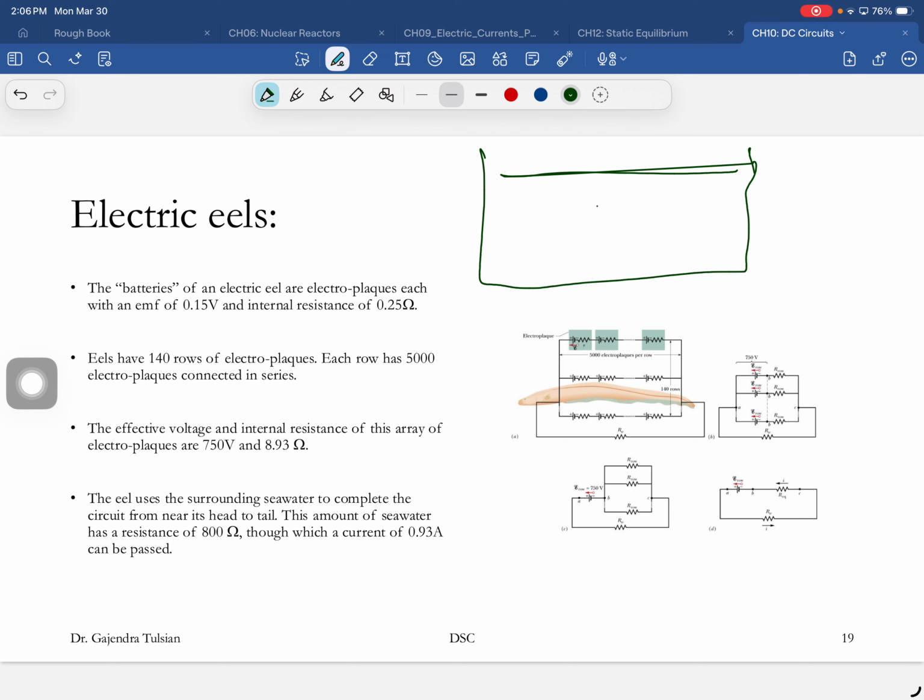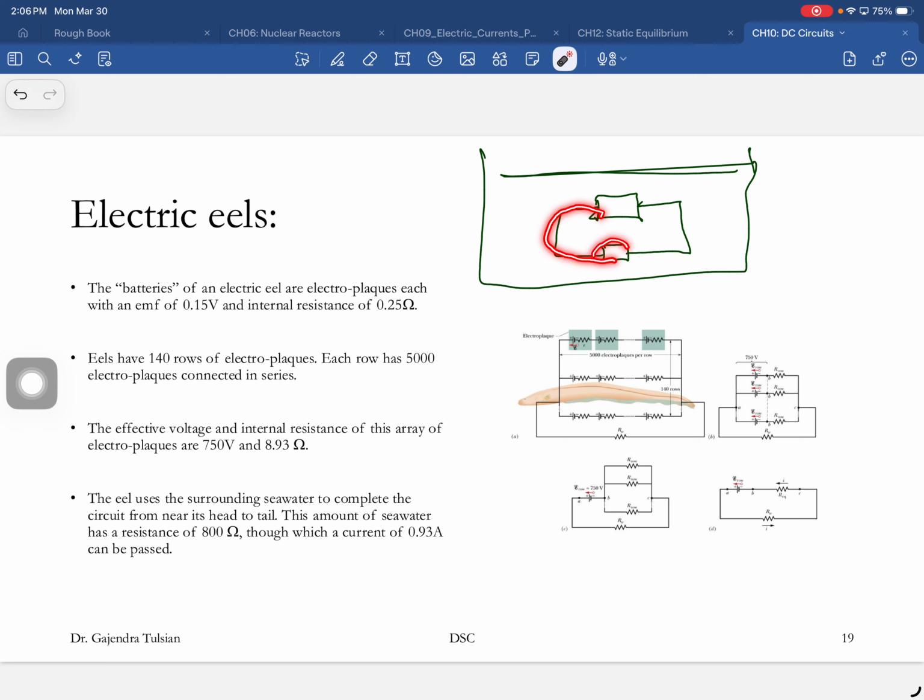And the internal resistance is 10 ohms. So this is a high voltage device. You'll hear high voltage, low current device. Each of these is providing a low current. So you have 150 rows of those, all those currents add up, and then you get a high current that you use to kill prey. The eel uses the surrounding circuit, seawater, to complete the circuit. The amount of seawater resistance is 800 ohms, through which a current of 1 amp can be passed.